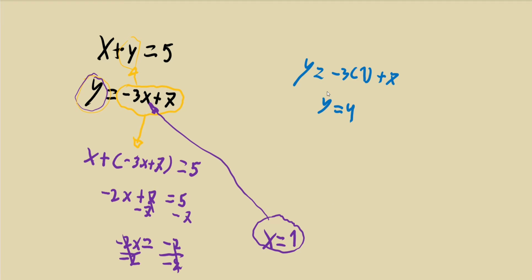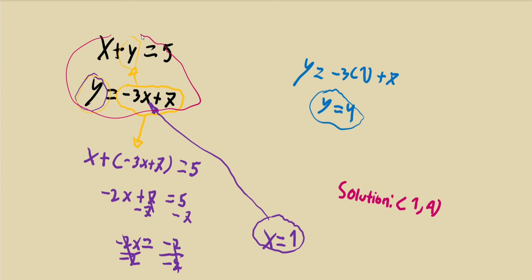And then we just found our solution to this system right here. So let me just write down the solution. Hold on, my handwriting is so bad today. Solution. We'll just write it here. And our solution is (1, 4). This is the solution to this system right here.